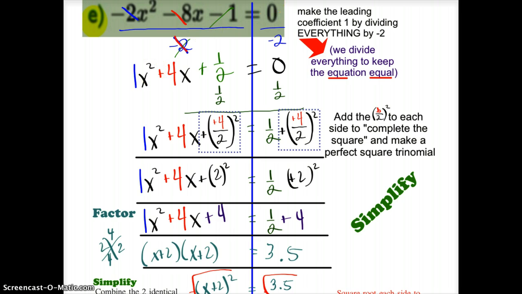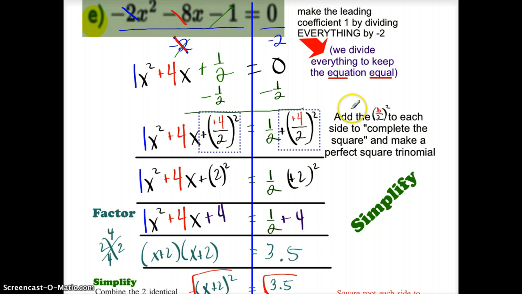Same thing with the 4. 8 divided by 2 is 4. Negative divided by negative is positive. And I repeat that process here with the -1 divided by -2 is positive 1/2. And then I have to subtract 1/2 from each side to keep it equal. Okay. Now we divide everything, even this 0, by this -2 to keep the equation equal. 0 divided by -2 is 0, which is great.